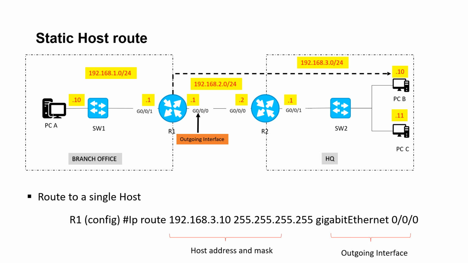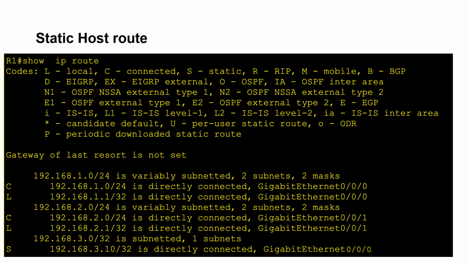Then you can use either the outgoing interface or next hop. Here I have used the outgoing interface. You can verify the static host route by issuing the same command, show ip route, where you have the static route defined with code S, and then you can use either the outgoing or next hop IP address, as I said earlier.